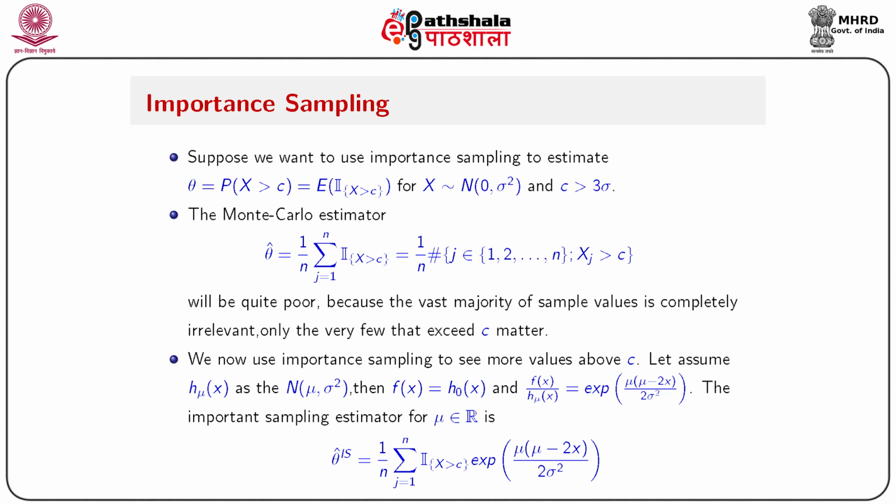We now use importance sampling to see more values above c. Let us assume h_mu(x) is the normal(mu, sigma squared). Then f(x) is h_0(x). f(x) by h_mu(x) is equal to exp(mu (mu minus 2x) / (2 sigma squared)). The importance sampling estimator for mu belonging to R is theta hat equals 1/n sum over j equals 1 to n of the indicator function I(X greater than c) times e to the power mu (mu minus 2x) divided by 2 sigma squared.